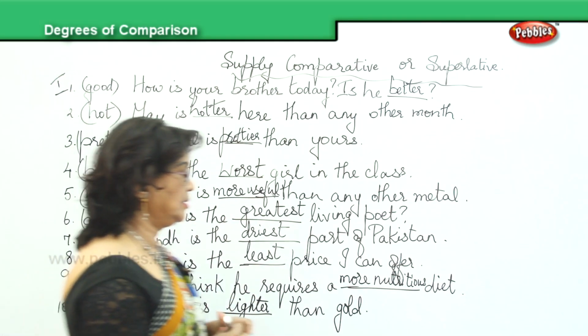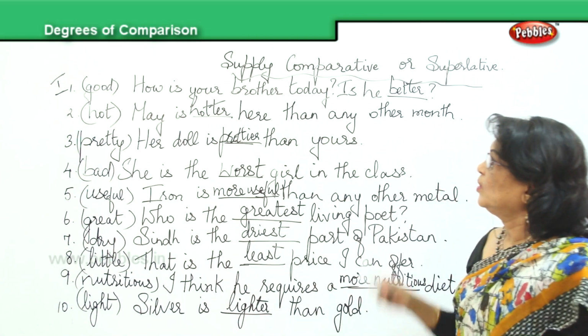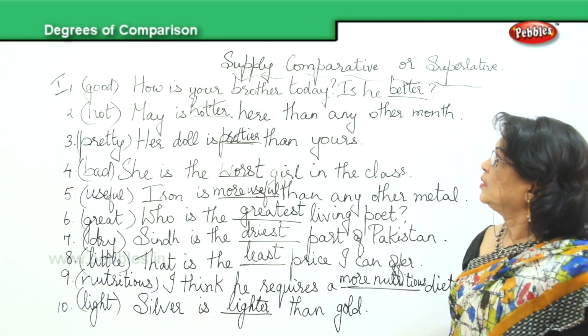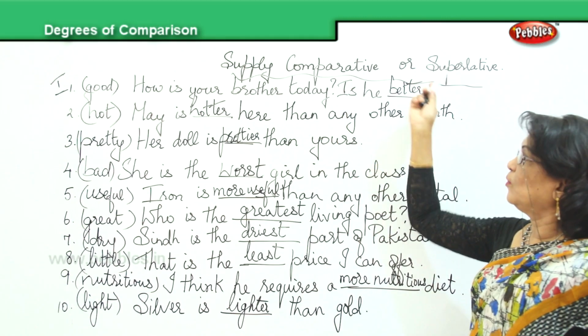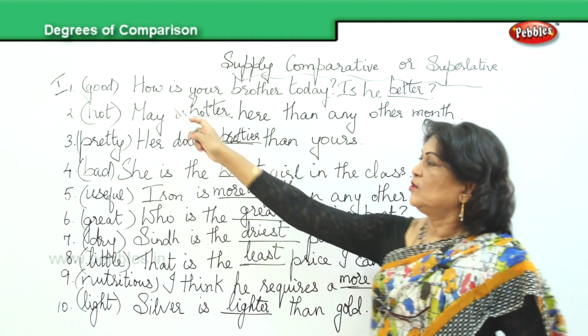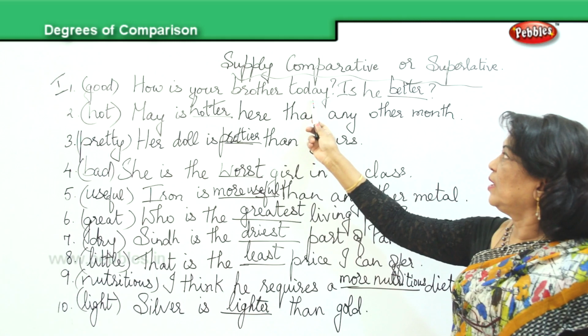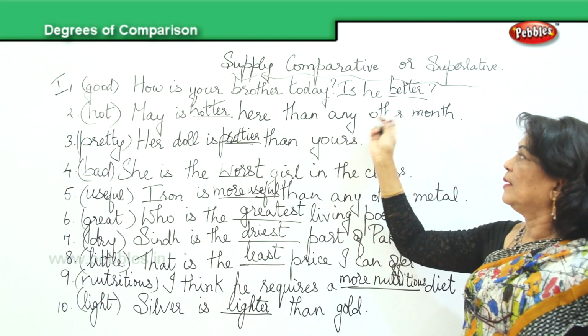Silver is lighter than gold. Now, shall we have a quick recap of what we have done? We are supplying the comparative or superlative. Let's see now. We are using the word good. How is your brother today? Is he better?